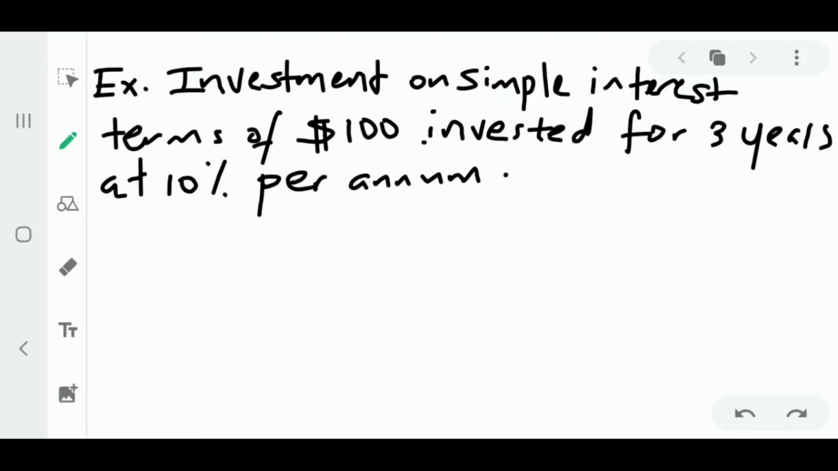So we have this example here. Investment on simple interest terms of $100 invested for 3 years at 10% per annum.